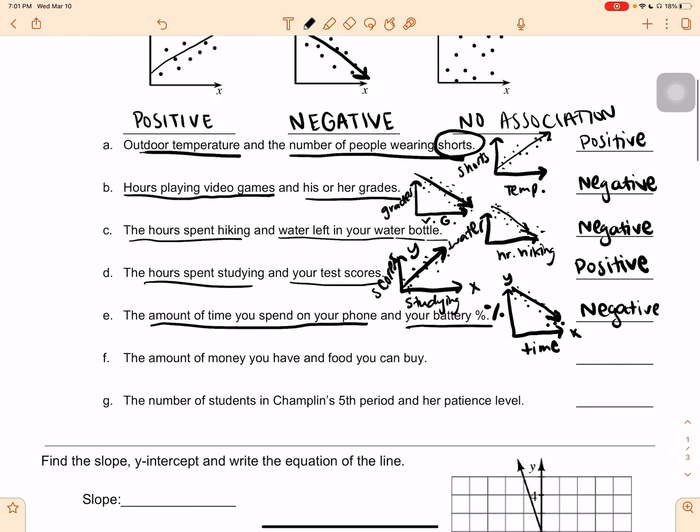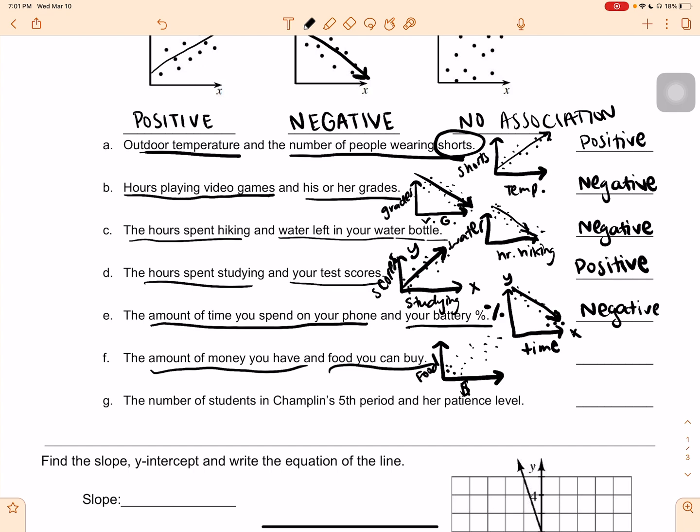Okay, excuse me. All right, so the amount of money you have and the food you can buy. So let's see here. The amount of food you can buy really depends on how much money you have, right? So food is dependent on money. So the less money you have, the less food you have. The more money you have, the more food you have, right?